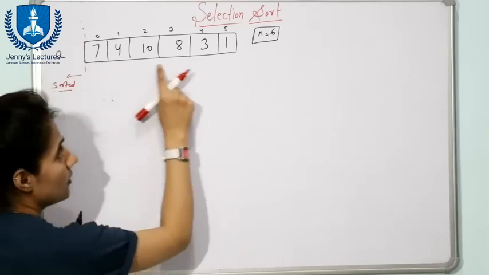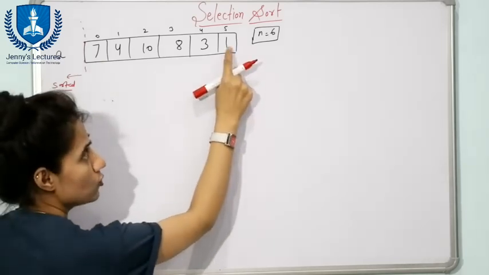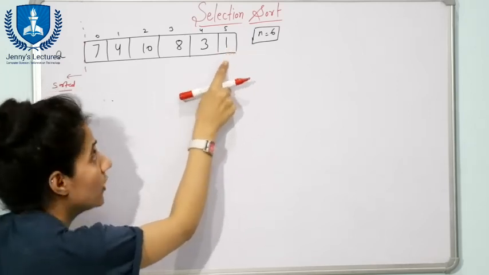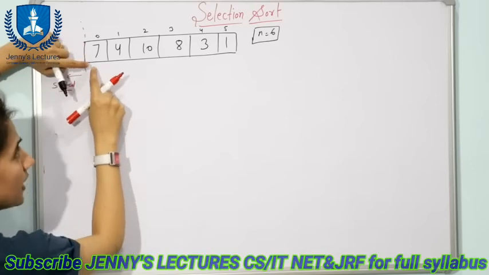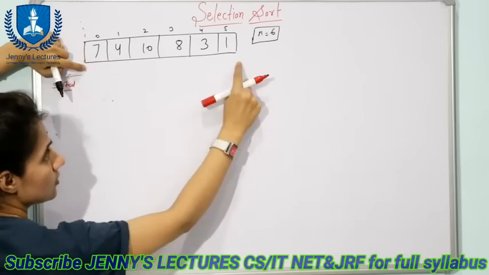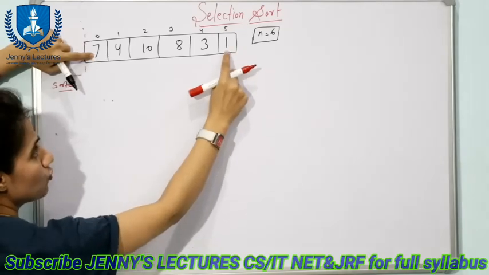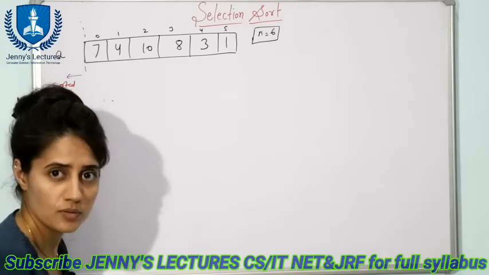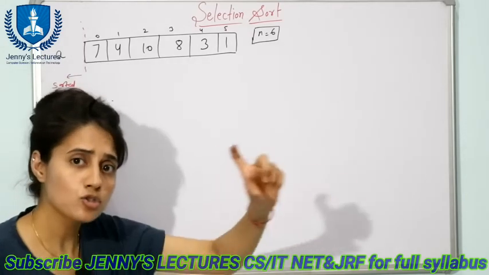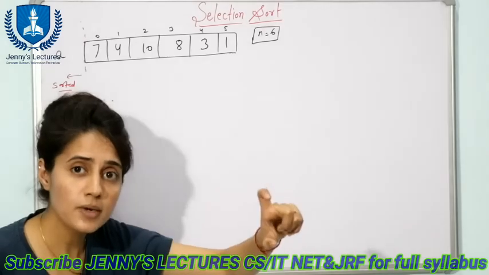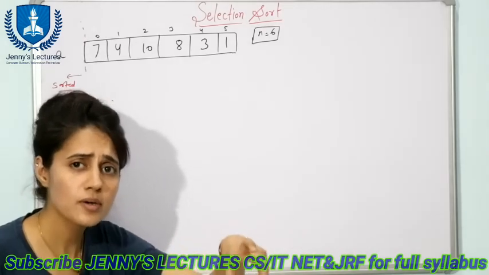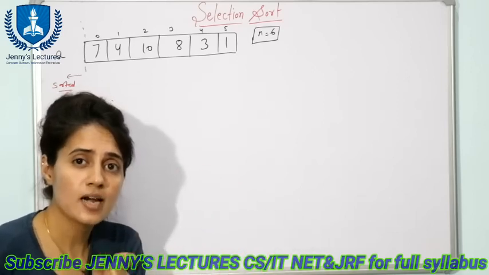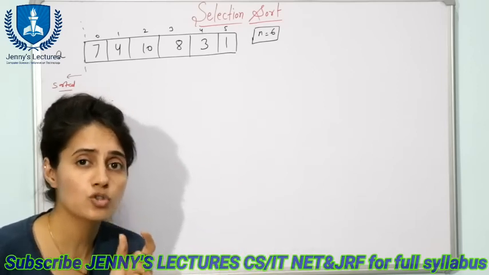See, like here the minimum element is 1, so this element would be swapped with this element. At the starting of this unsorted sub array the element is 7, so this 1 would be swapped with this 7. 1 would go here and 7 would go here. Fine. So the simple funda is: from the unsorted sub array find out the minimum element and then swap that minimum element with the element which is placed at the beginning of the unsorted sub array.